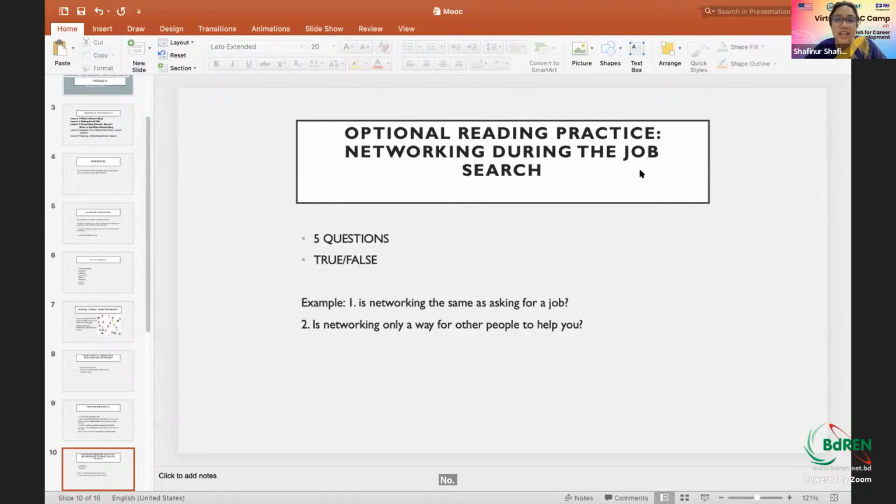Wow, very good. And what about this one: is networking only a way for other people to help you?